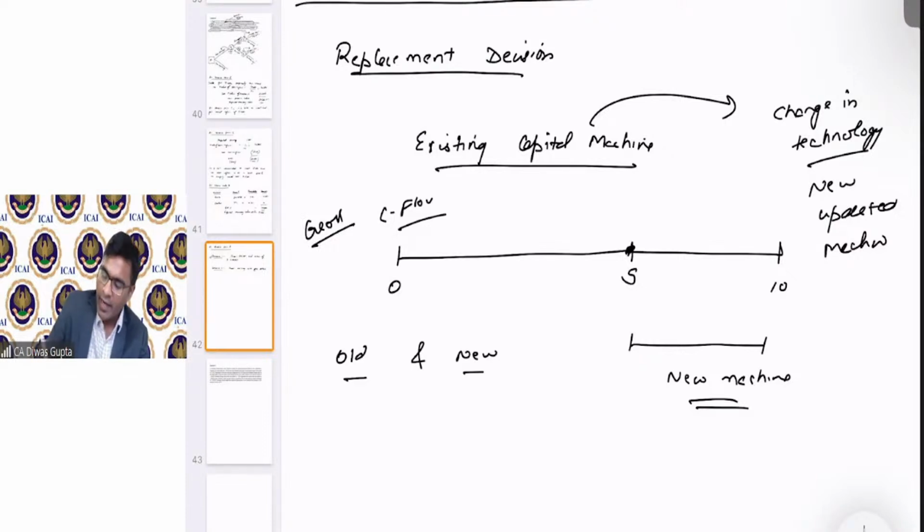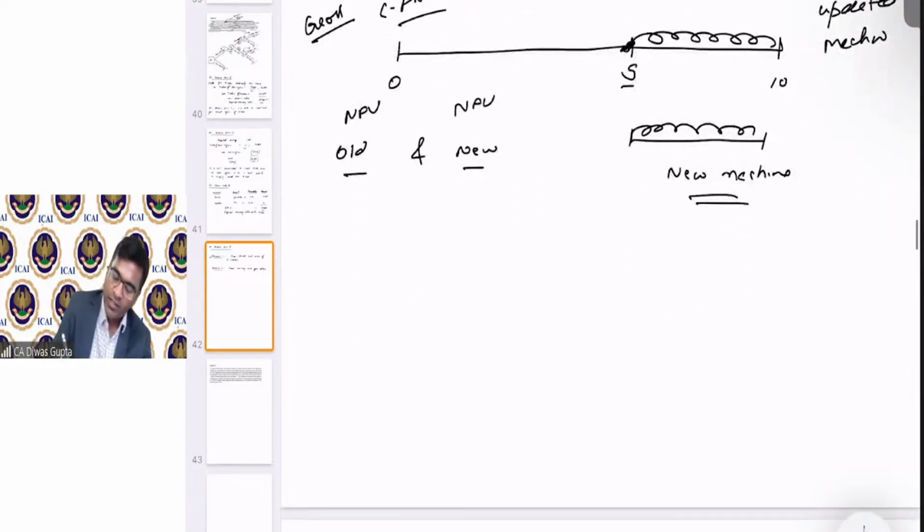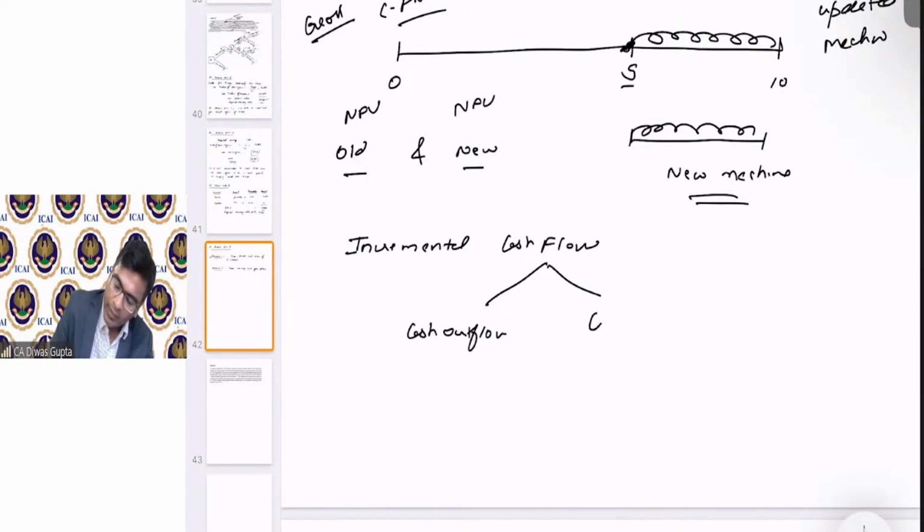You will calculate at the end of the 5th year, basis the future estimated numbers, the cash flow of the existing machine, and you will also calculate the new machine related cash flow. NPV of old and NPV of new at the end of the 5th year to arrive. Or there is a better way to do it, which is you will calculate the incremental cash flows. Now, incremental cash flows will be from two standpoints: cash outflow and cash inflow. Right. Now, how will the incremental cash outflow be?